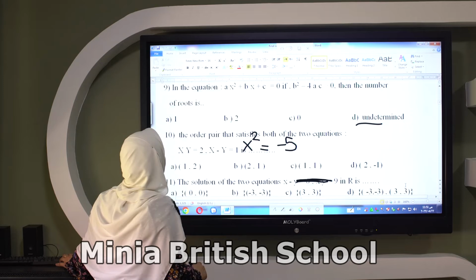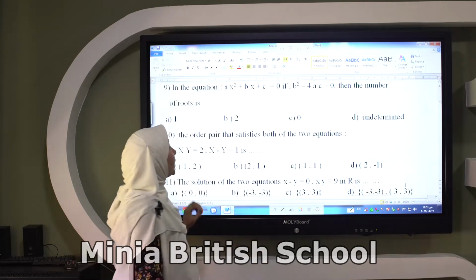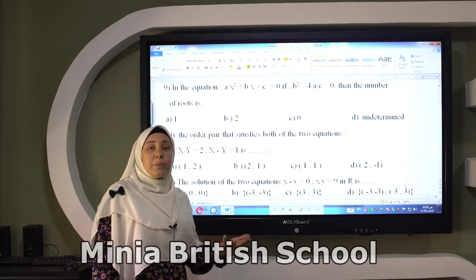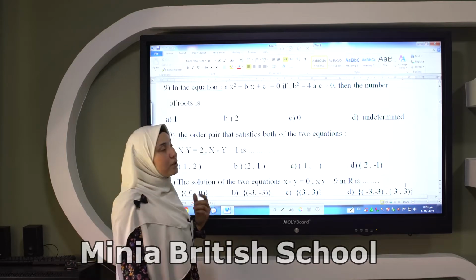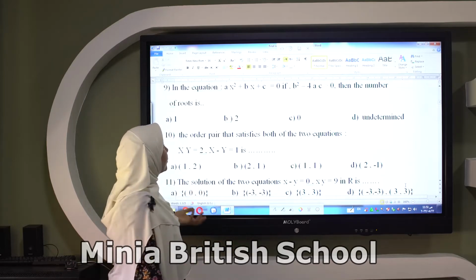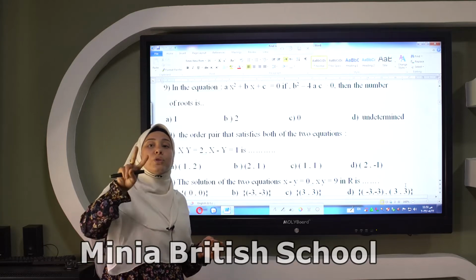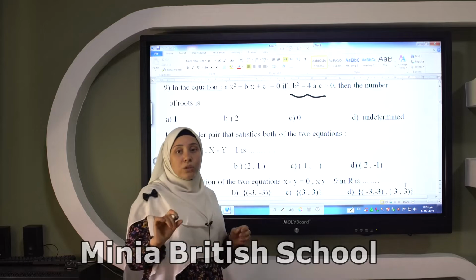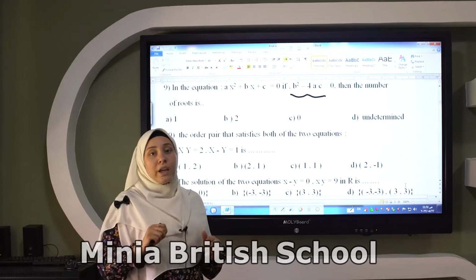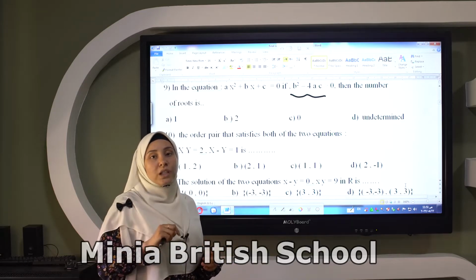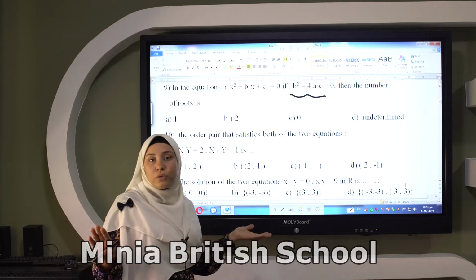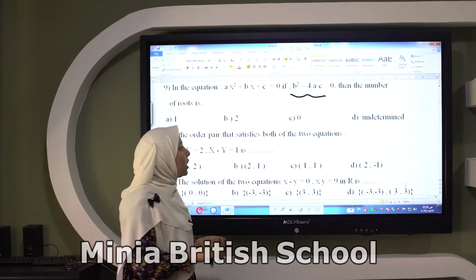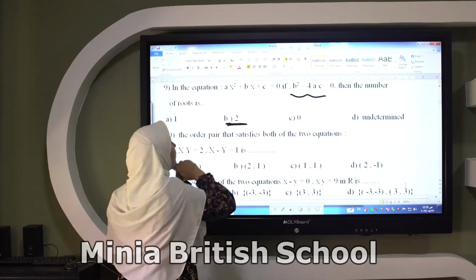Next question number 9. In the equation ax power 2 plus bx plus c equals 0, if b power 2 minus 4ac greater than 0, then the number of roots is what? Yes, the number of roots is 2. If this expression is greater than 0, the number of roots is 2. Equal 0, you have only one root. Less than 0, no root. The solution set is empty, okay? And the number of roots is 0. So the solution here, 2 roots.